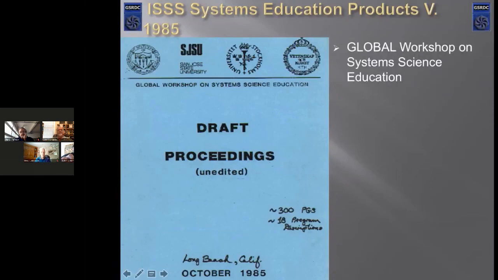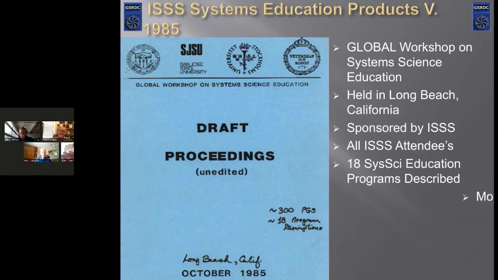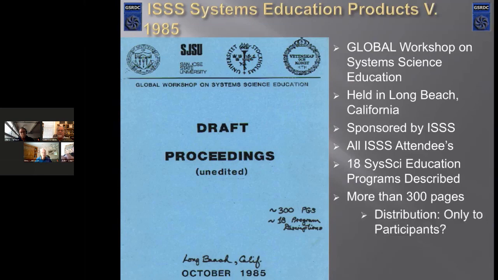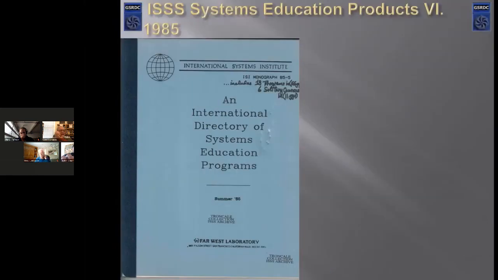Then the fifth product was from 1985. It was a global workshop on system science education, sponsored by the ISSS and held in Long Beach, California. All the attendees were ISSS. It discusses 18 system science education programs, which are described in more than 300 pages. The distribution, though, was only to participants, and I, of course, have it in my International Business Office collection here.